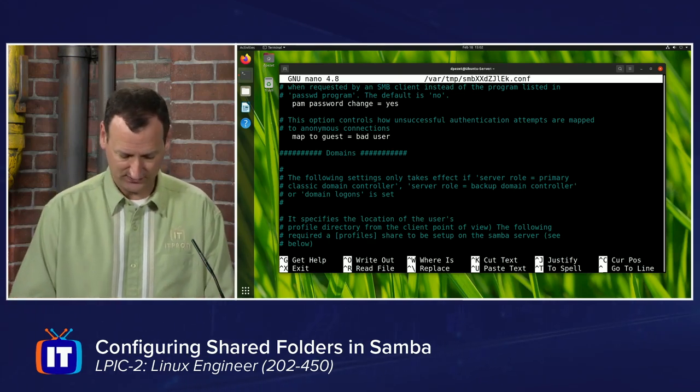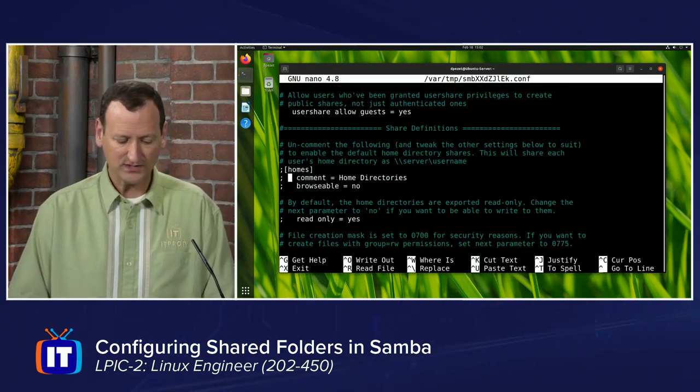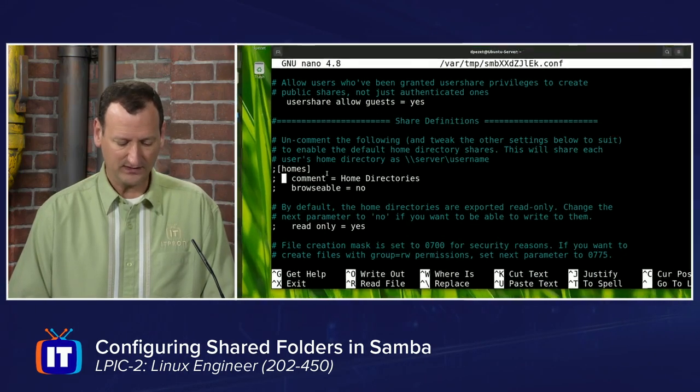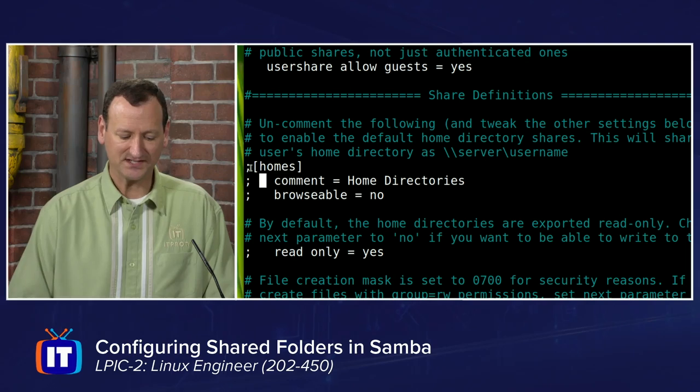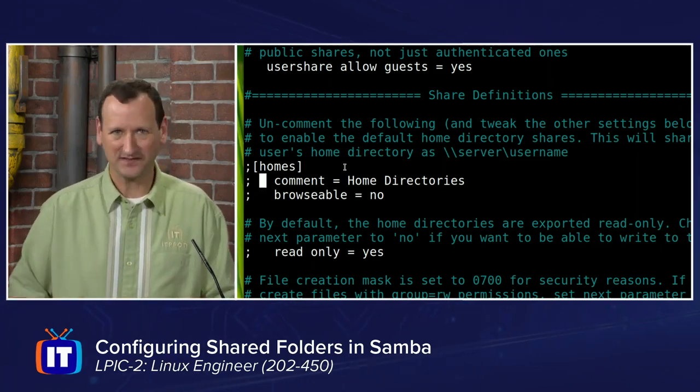I'll just do a quick search. I'm going to look for the word homes, and there we go. See how the word homes right there is written in square brackets, and it's commented out. It's got a little semicolon in front of it, which means that it's turned off. We're not actually sharing these home folders.